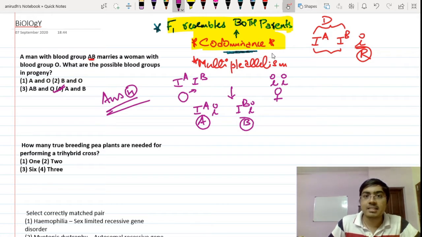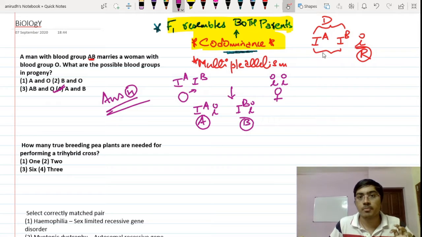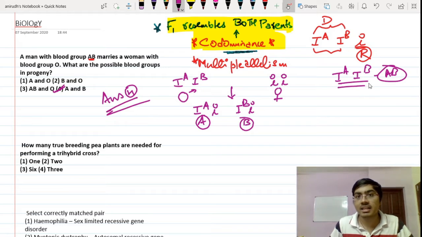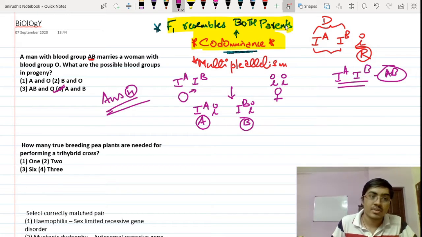Remember, multiple allelism and codominance are both there in blood grouping. In the AB blood group, you can typically see codominance. Both are dominant, and your F1 progeny resembles both parents. It is equivalent to saying that it is both A and B together. So let's go to the next question now.